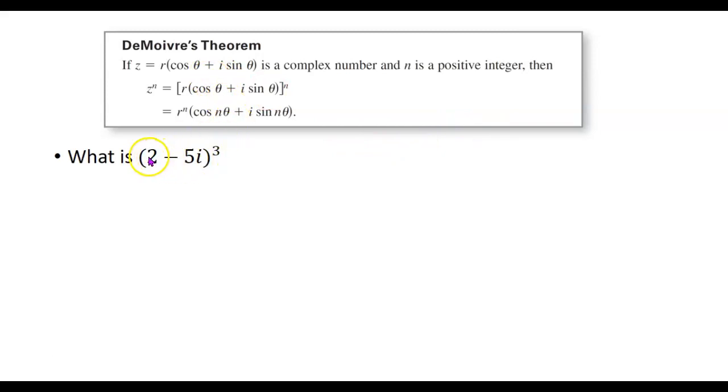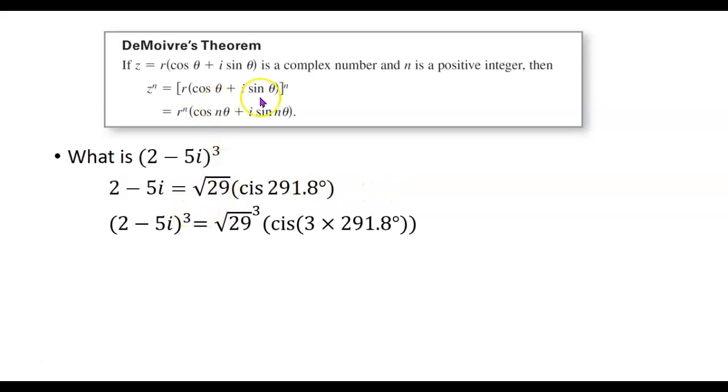First, we would have to convert this to the trigonometric form with the r and the theta. So r is the square root of 2 squared plus -5 squared. It's the square root of 29. And theta is approximately 291.8 degrees. So in trigonometric form, it's the square root of 29 times the cosine plus i sine of 291.8 degrees.